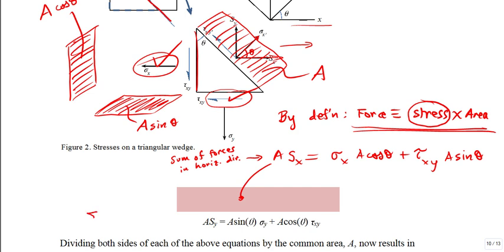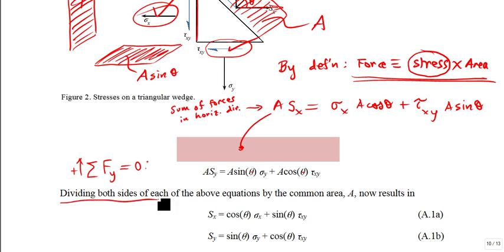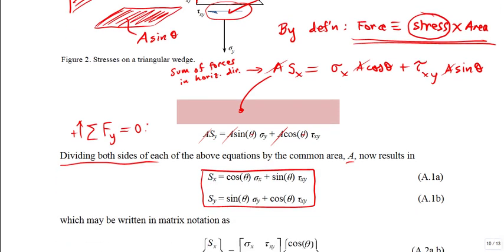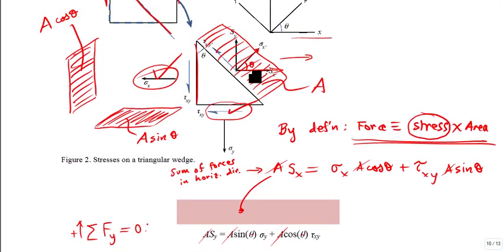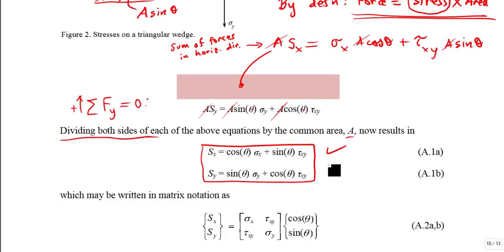And I can do now the sum of the forces in the y direction. If I do that, I'm going to get a similar expression, where these are thetas. Now if I were to divide both sides of these equations by the common area, because A exists in these equations throughout, in each of the terms, if I strike those out, I get this pair of equations. So now I have an expression for the stress in the x direction sitting on this incline, which is this one. And I also have the stress sitting on this incline pointed vertically, which is S sub y. And here they are respectively.